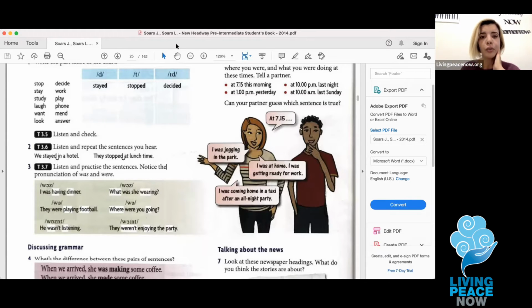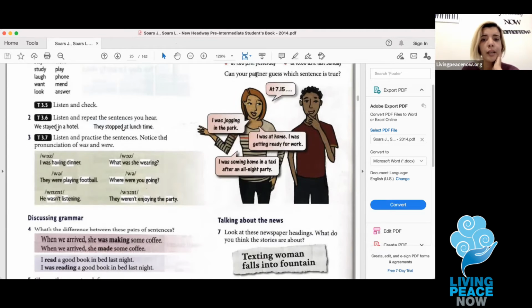Now we are going to do pronunciation, guys, here in the book. So look, there are three different pronunciations for only the auxiliary was. So we need the listening. You will listen and practice the sentences. Notice the pronunciation of was and were. So pay attention to how was and were are pronounced. Take one minute to read the sentences, and I will open the listening.